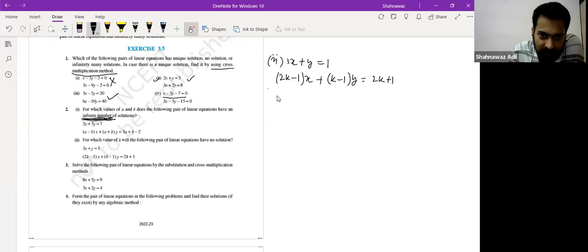So there are two unknowns. Find which value of k. Don't bother about this x and y here. These are obviously variables, but for this question, k is the only unknown they are asking for. So if they are asking about only one unknown, how many equations do we need?